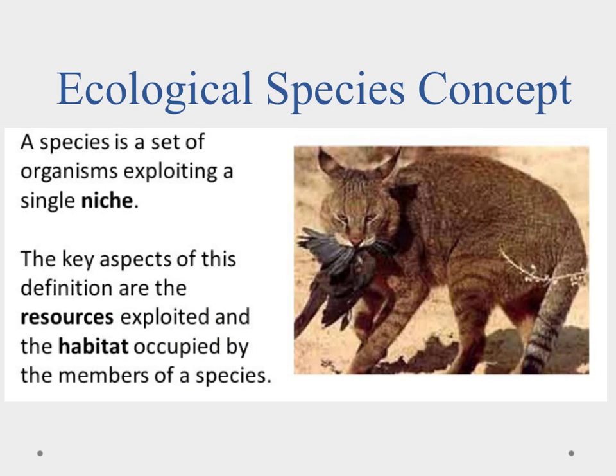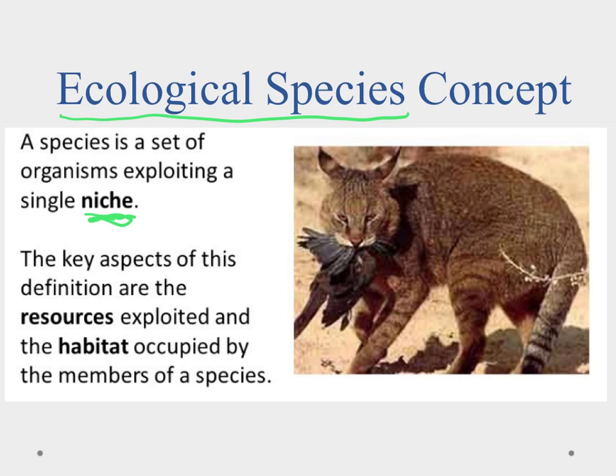So now that we know what a biological species is, let's take a look at ecological species. Biological species dealt with the biology of reproduction. Ecological species deal with a niche. And what they say is that for an organism or a group of organisms to be a species, they have to exploit a single niche. They all share that single niche together. So the key aspects of the definition are the resources exploited and the habitat occupied.